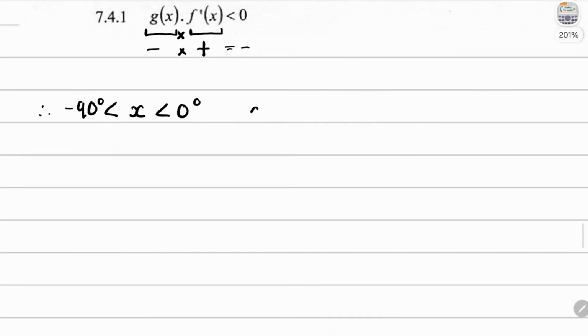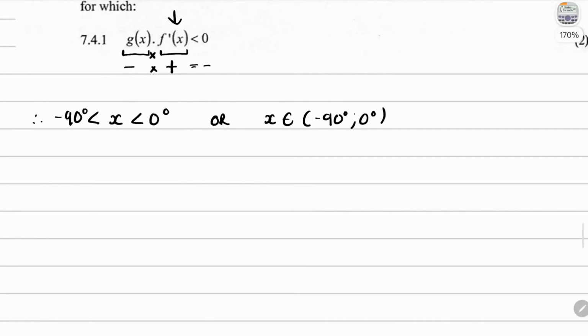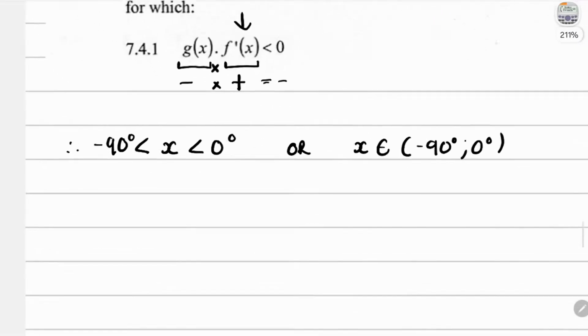Of course, you can also write these as intervals. So that would be where x is an element of going from negative 90 degrees to 0 degrees. And we're not going to use any square brackets since those specific x values are not included. And then let's check the second scenario.